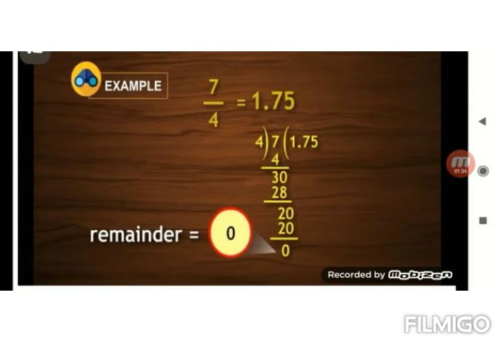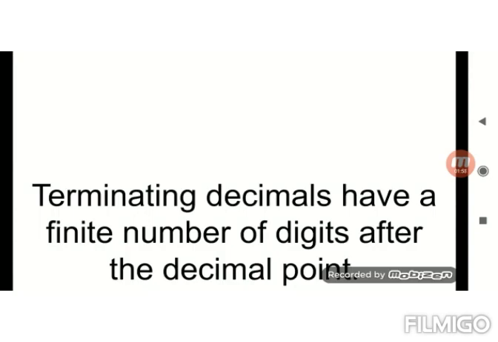Now students, observe this example 7 upon 4. When we divide 7 by 4, we get the decimal form as 1.75 and the remainder is 0. Hence, the process of division comes to an end. Such a type of decimal form is known as terminating decimal form. Terminating decimals have a finite number of digits after the decimal point.